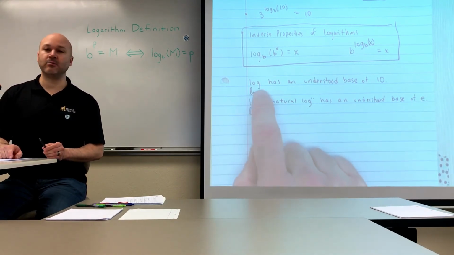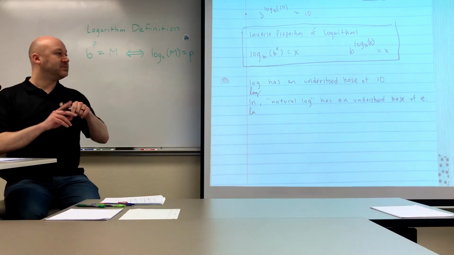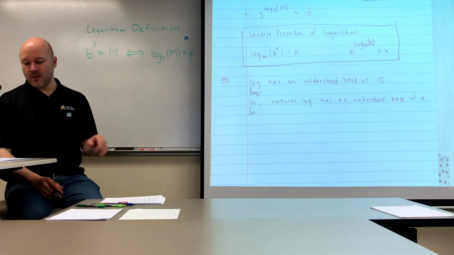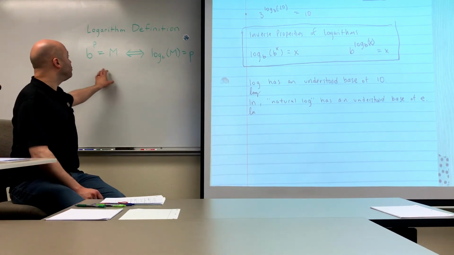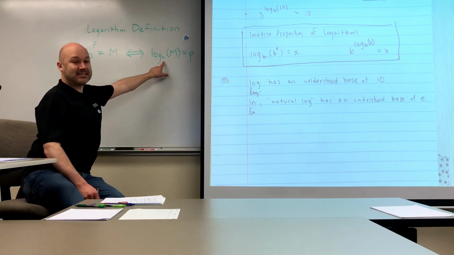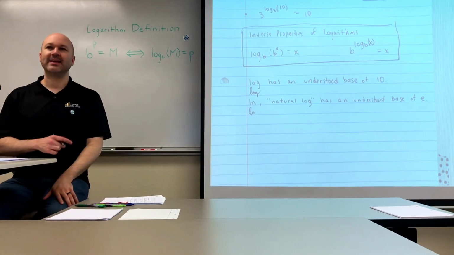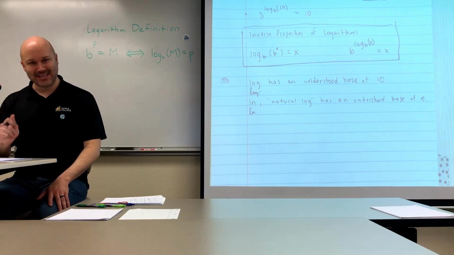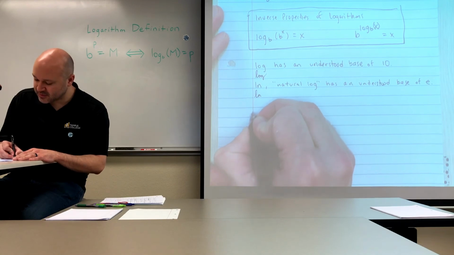ln and log, it's the same notation, it's just log. So the definition still applies, but if I write log, the understood base is 10 unless I tell you otherwise. ln is a log with a base e. All right, here we go. Let's do some examples.